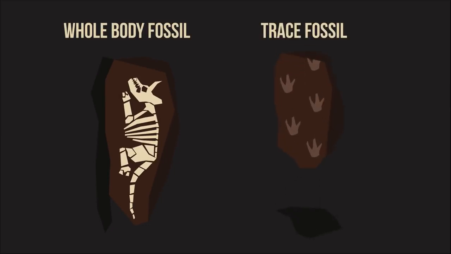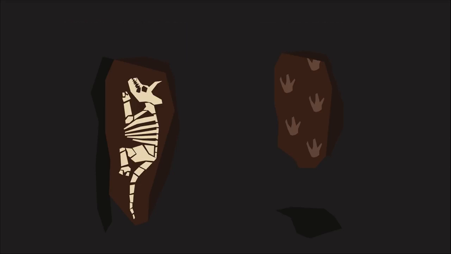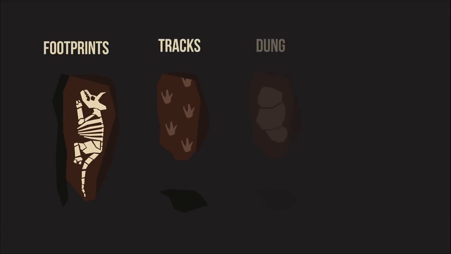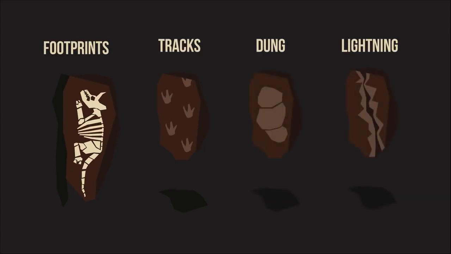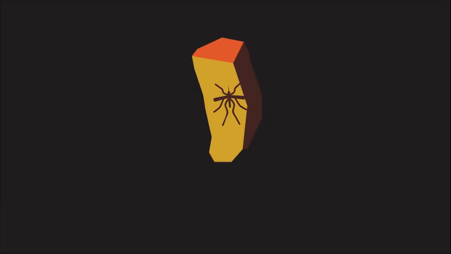Trace fossils are the fossilized remains of things animals or plants have left behind. This includes footprints, tracks, dung, and even lightning strikes. Another way to create a fossil is by covering a specimen with a non-porous coating.